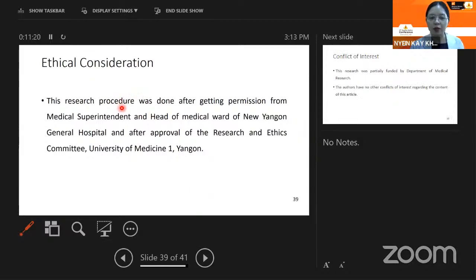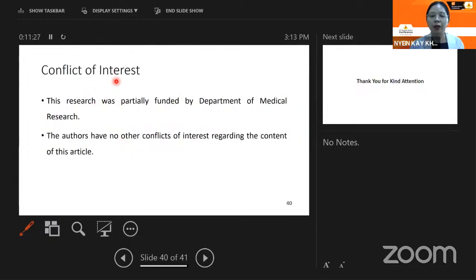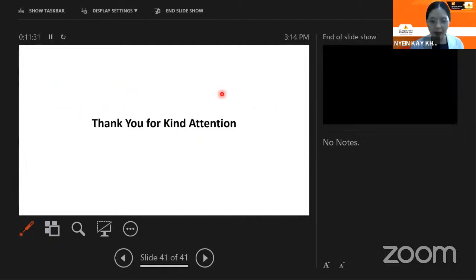For the ethical consideration, this research procedure was done after getting permission. For the conflict of interest, the author has no conflicts of interest. Thank you for the kind attention.